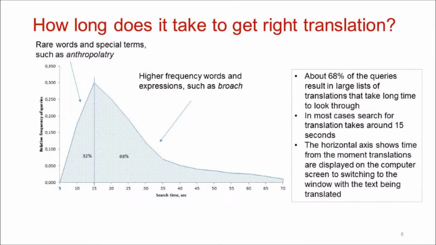Experiments run by the authors reveal the dependency of the term search time on the number of results produced by dictionaries in response to the user's query. Over 68% of the queries result in large lists of translations that take a long time to look through. Time is also spent returning to the text being translated. Duration of this component is a function of users' ability to shift attention from one task to the other.